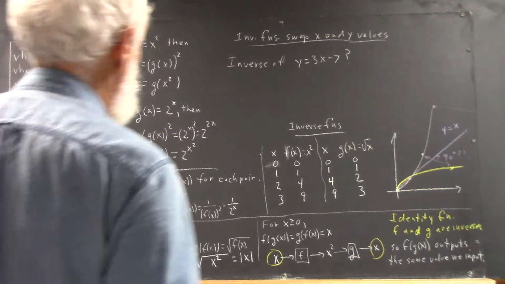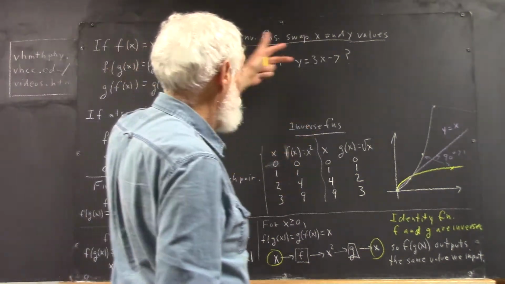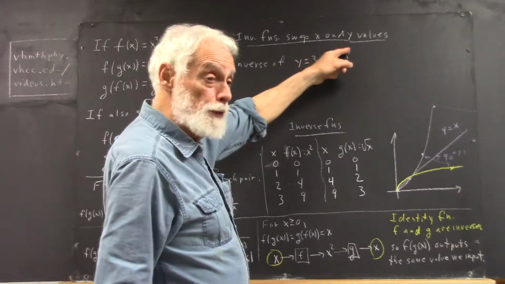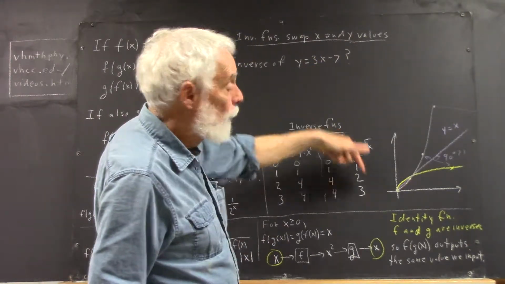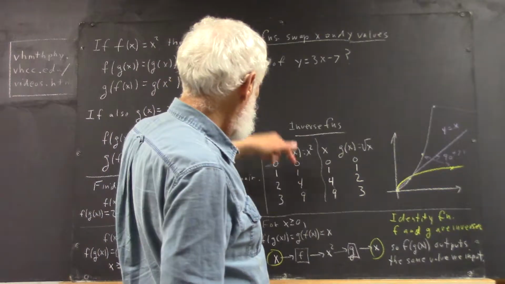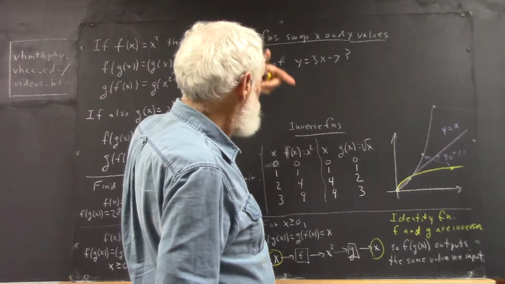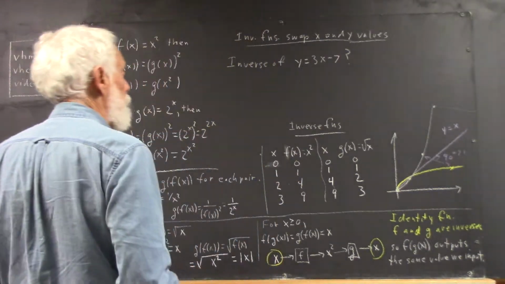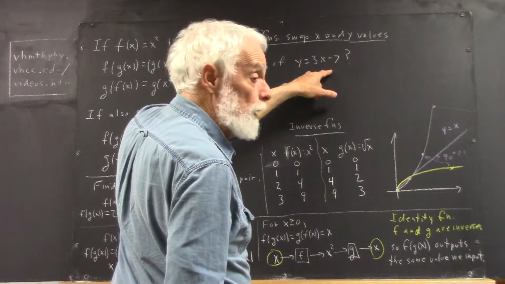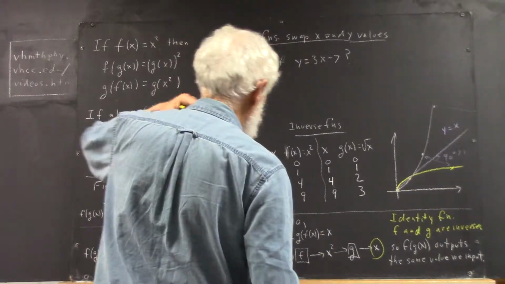Okay, so as we see here, inverse functions effectively swap the x and y values. The x values of the function become the y values of the inverse function, and the y values of the function become the x values of the inverse function. So how would we get the inverse of y equals 3x minus 7?